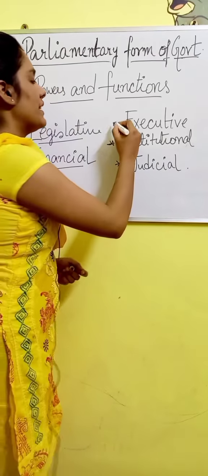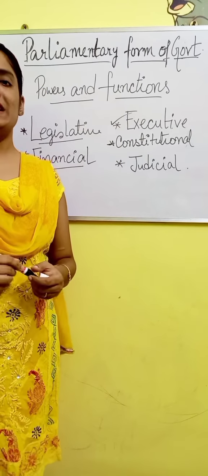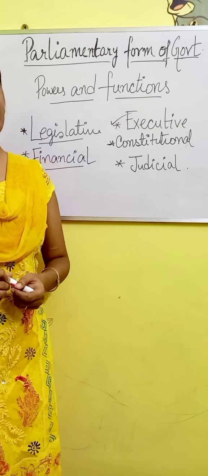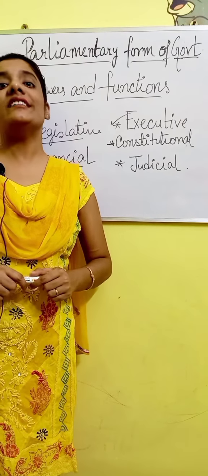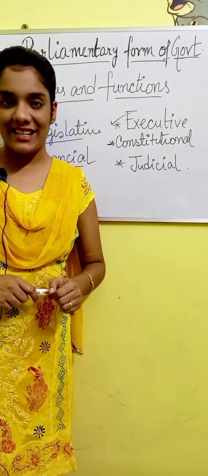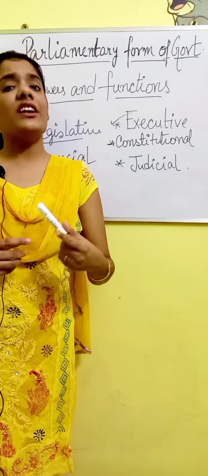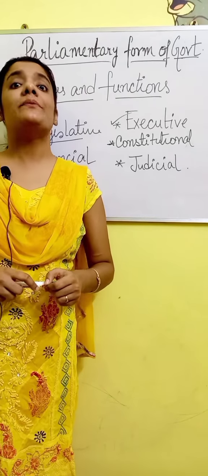Now, see, children, in the case of the Indian Parliament, things are a bit tricky. The members of the legislature themselves are the members of the executive. Or in other words, you can also say that the Prime Minister and his Council of Ministers themselves are members of the legislature. They themselves are members of the Lok Sabha.